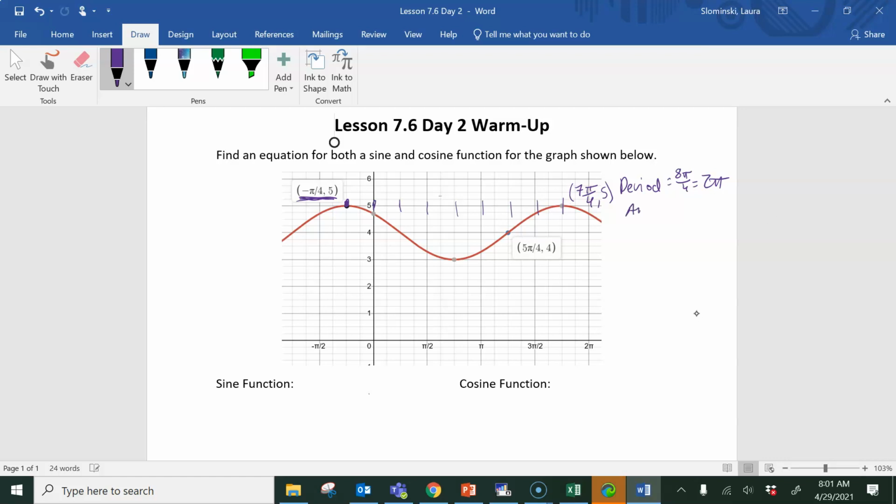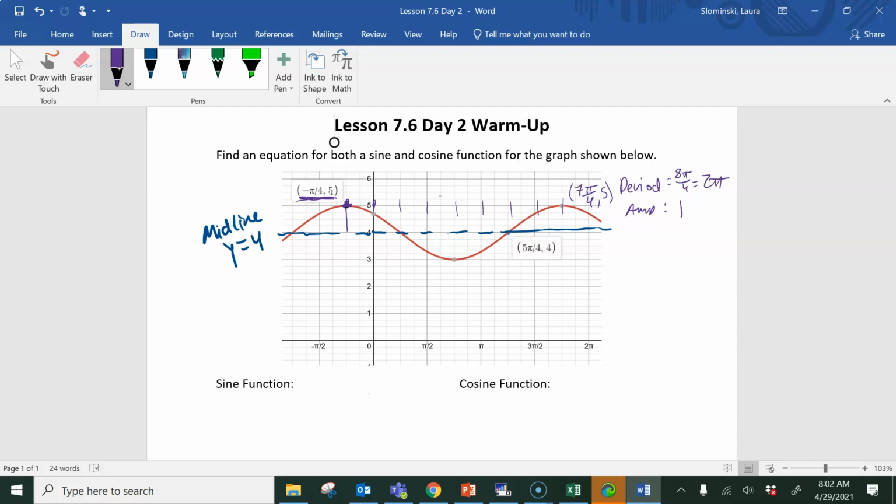Now next I'm going to figure out my amplitude. Well, amplitude is the height from the midline. So I'm going to draw my midline. My midline looks like it's right here. Midline is at y equals 4. And that's going to become important in the future. So if that's my midline and the highest point is at 5, that means my amplitude is actually only 1 as well.